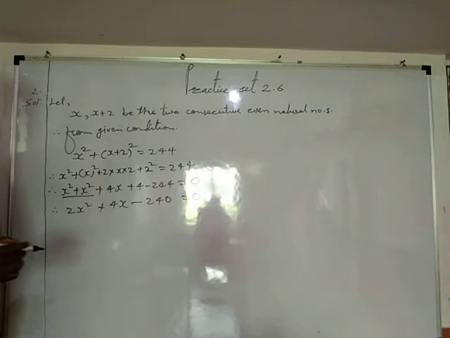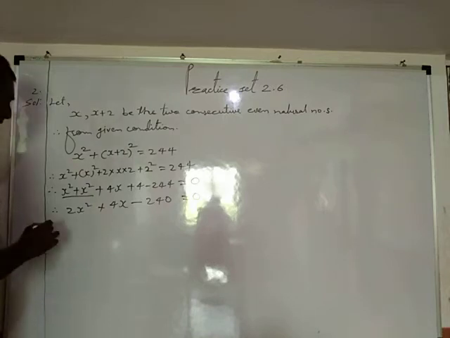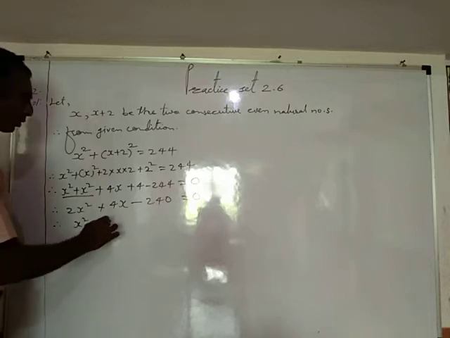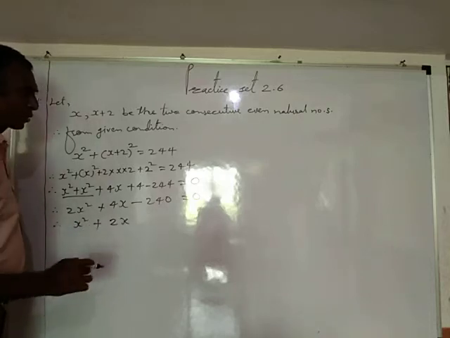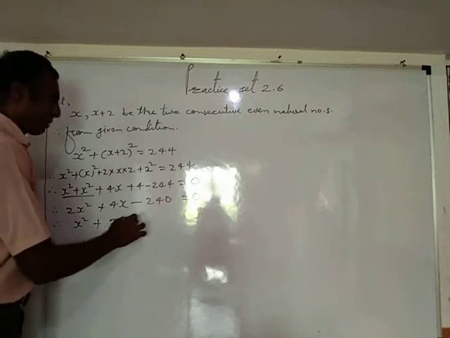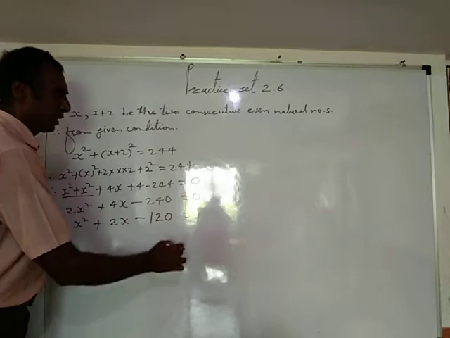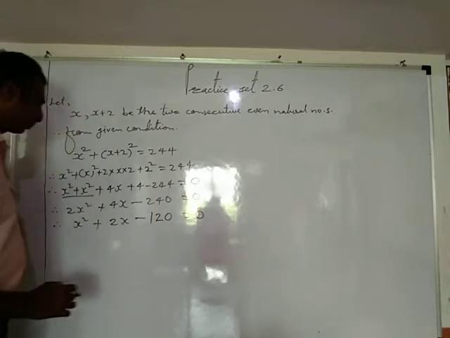Now LHS and RHS are divisible by 2. Let's divide every term of LHS as well as RHS by 2. Therefore 2x square divided by 2 gives us x square, plus 4x divided by 2 gives us 2x, minus 240 divided by 2 gives us minus 120, and 0 divided by 2 gives us 0.